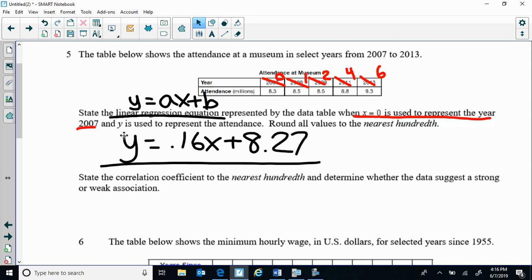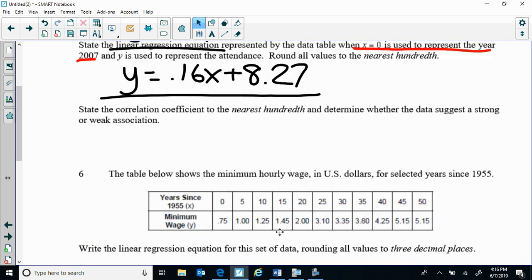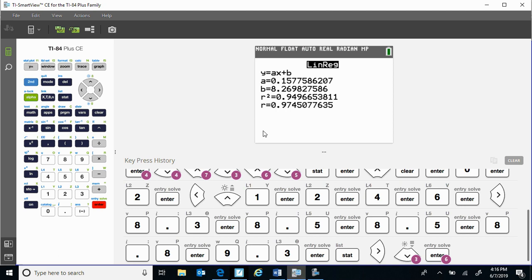Now it says to state the correlation coefficient to the nearest hundredth and determine whether the data suggests a strong or weak association. Remember, correlation coefficient is your R value. If you don't see your R value there, you probably didn't turn your diagnostic on. In order to do that, you would hit second, 0, scroll down to diagnostic on, and hit enter until you see done. Then you would have to do this again, stat, calc, linreg. So my R value to the nearest hundredth is 0.97.